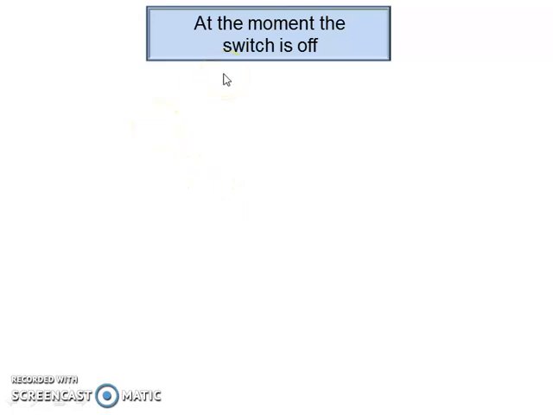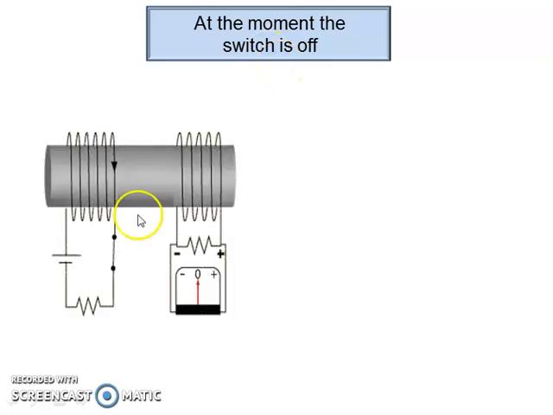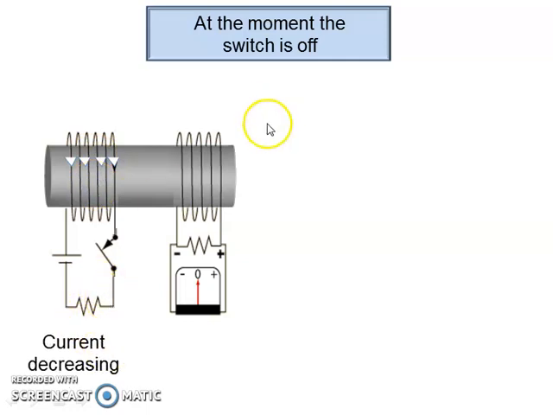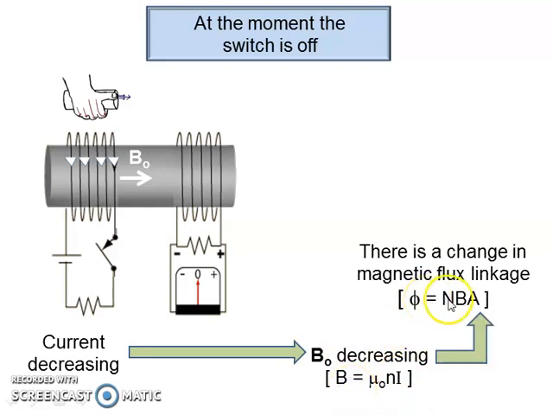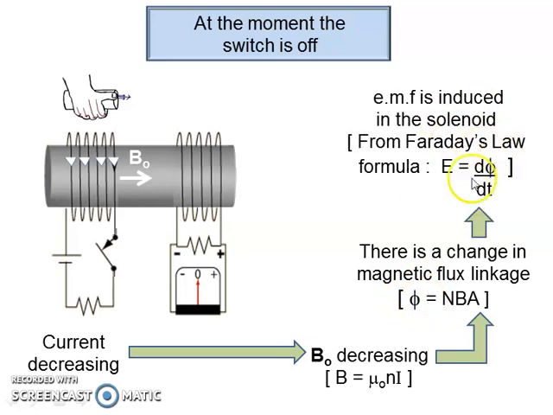Next, we discuss the phenomenon of mutual induction at the moment the switch is off. When the switch is off, again the direction of current is from terminal positive to terminal negative. So the direction of the current in the solenoid is downward and the current is decreasing because the switch is off. So the direction of B₀ is to the right, using the right hand grip rule. If the current decreases, B₀ also decreases. By the formula B equals μ₀nI, so I decreasing, B also decreases. And from magnetic flux equals NBA, if B decreases, there is a change in magnetic flux linkage. And from Faraday's law, e.m.f is induced in the secondary solenoid.